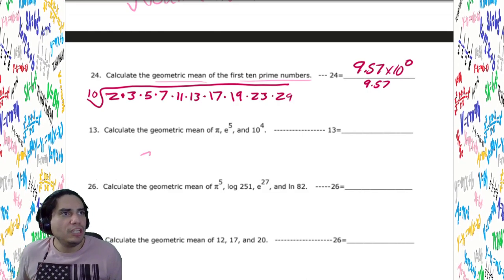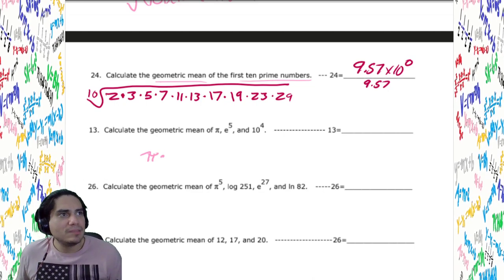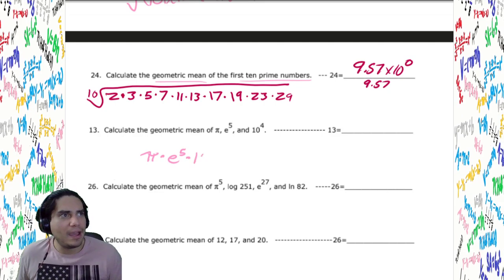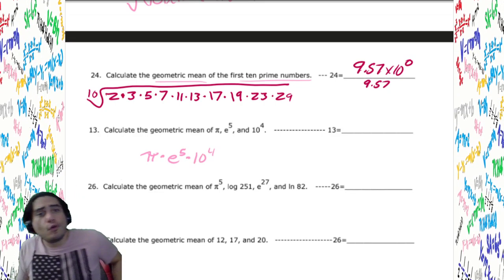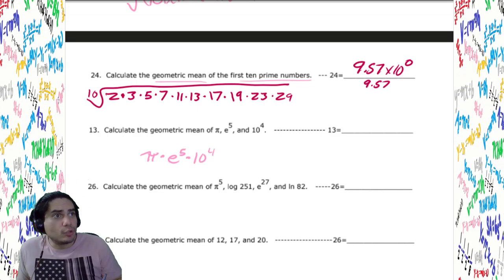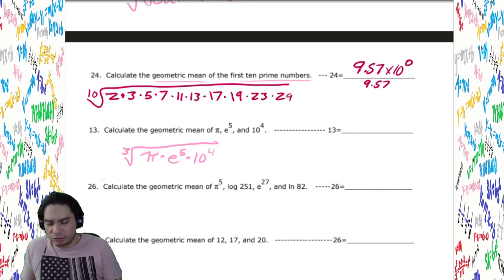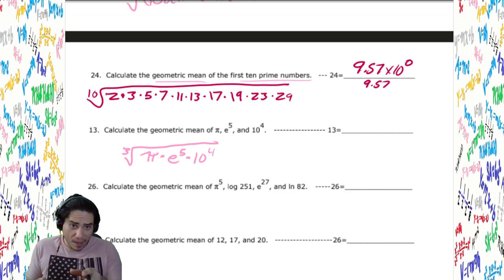Calculate the geometric mean of pi times e to the fifth and 10 to the fourth. We got to learn how to use that e to the fifth, but we should know how to do it by now. Now there's three numbers, so we're not going to find the square root or the tenth root. We're going to find the third root. So let's do it. Yellow pi.